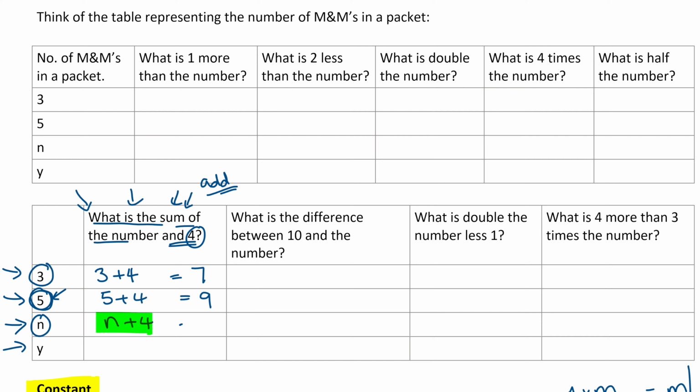And for the last example, what is the sum of the number and 4? The number now is y. My highlighter came back without me being conscious of it. So it'll be just y plus 4.